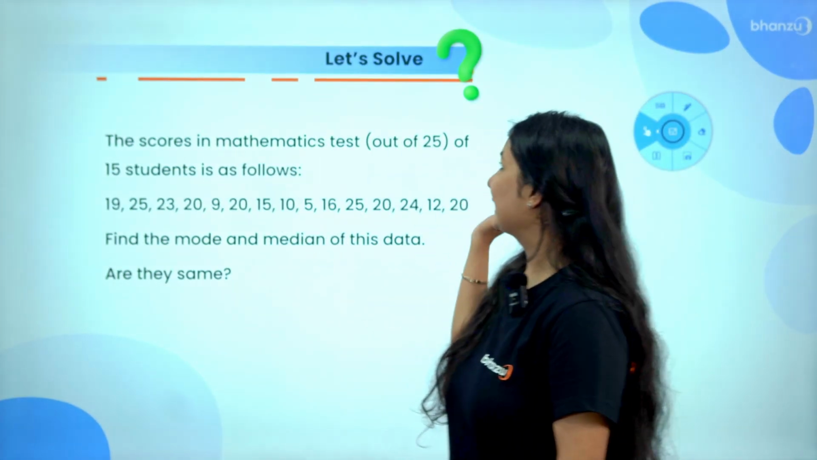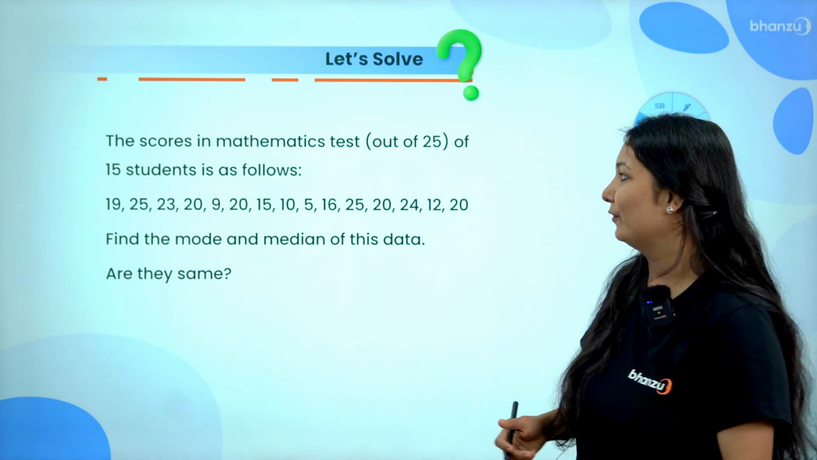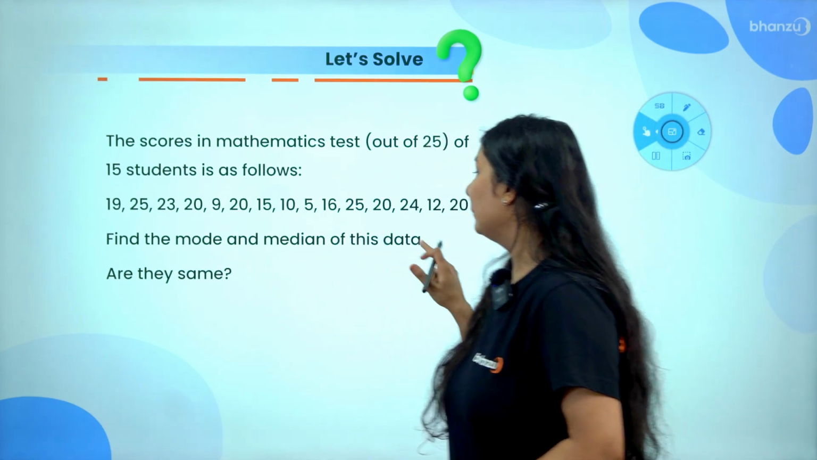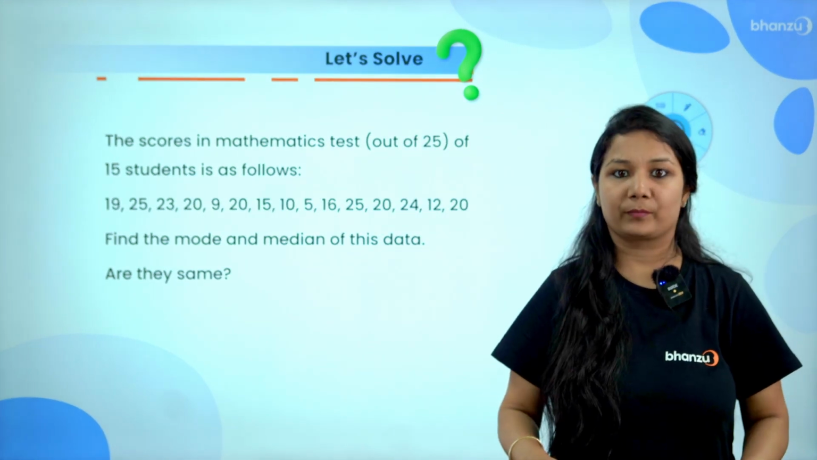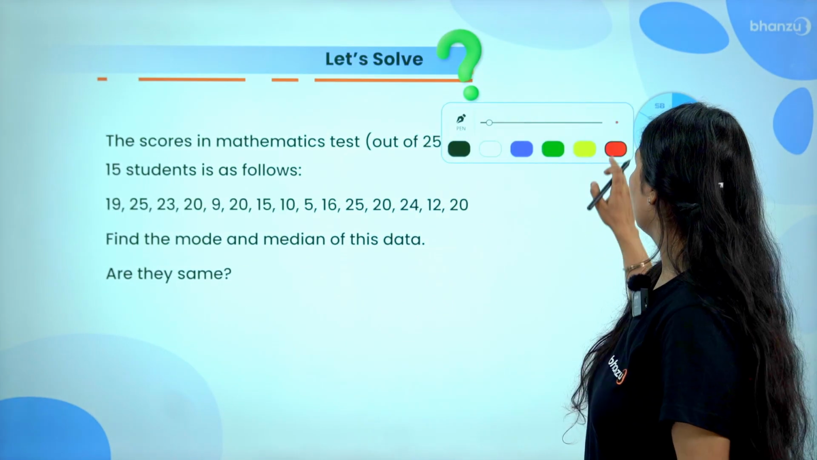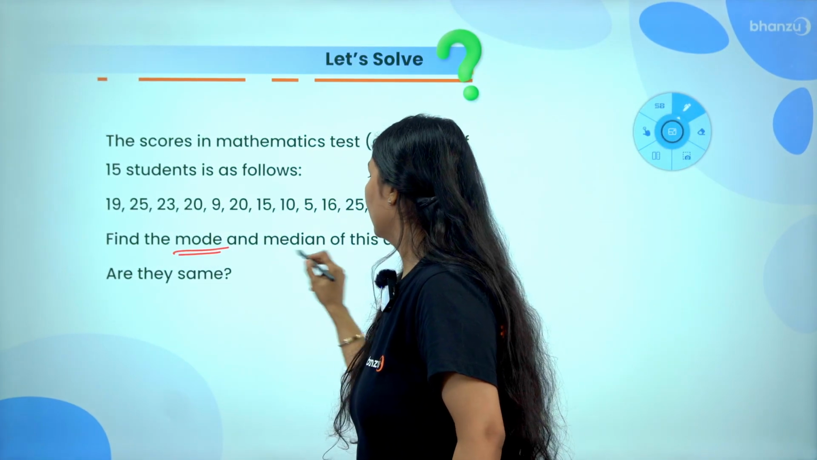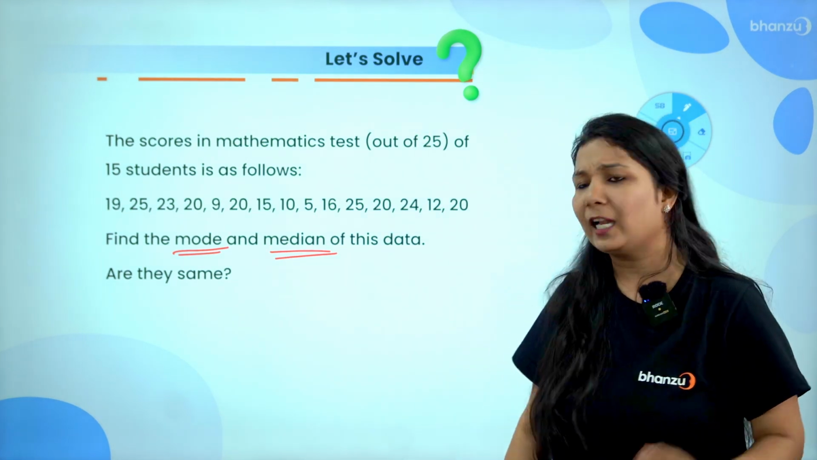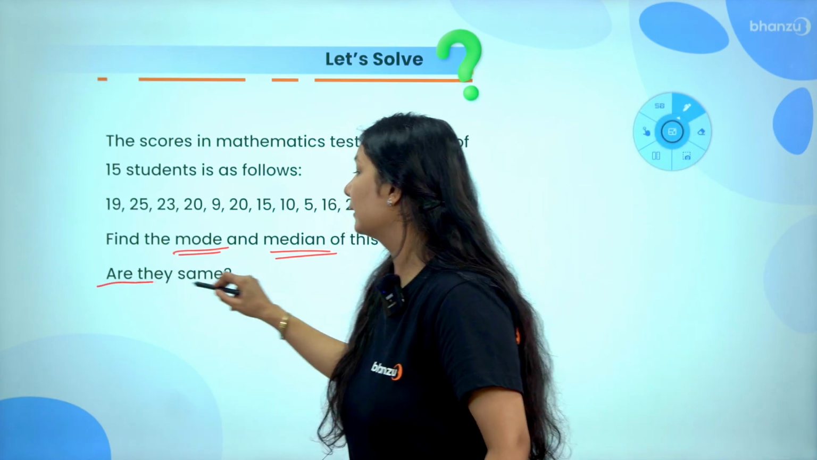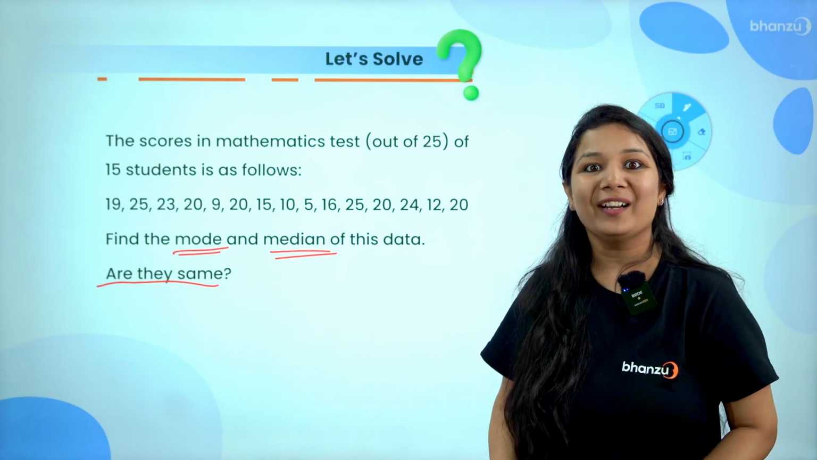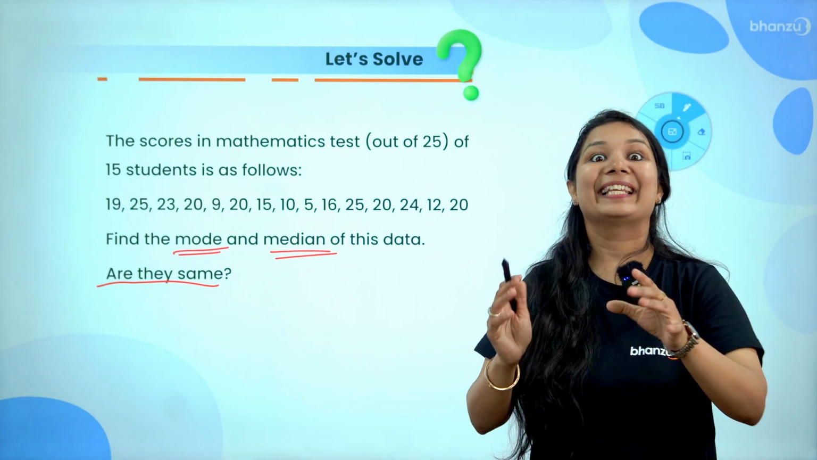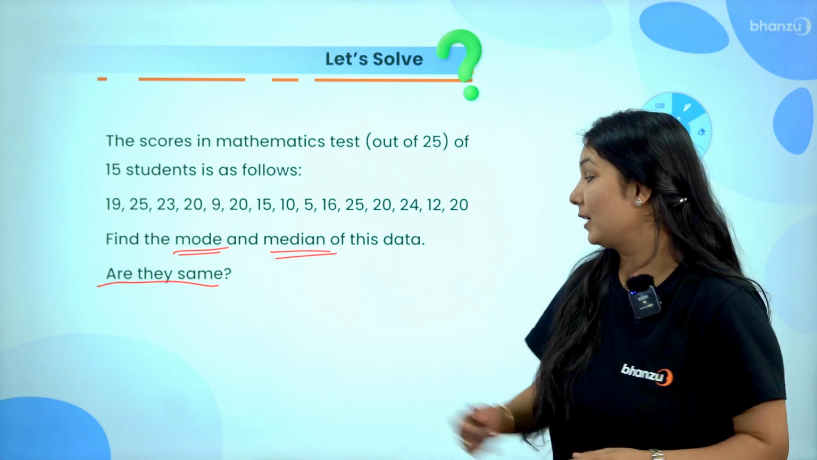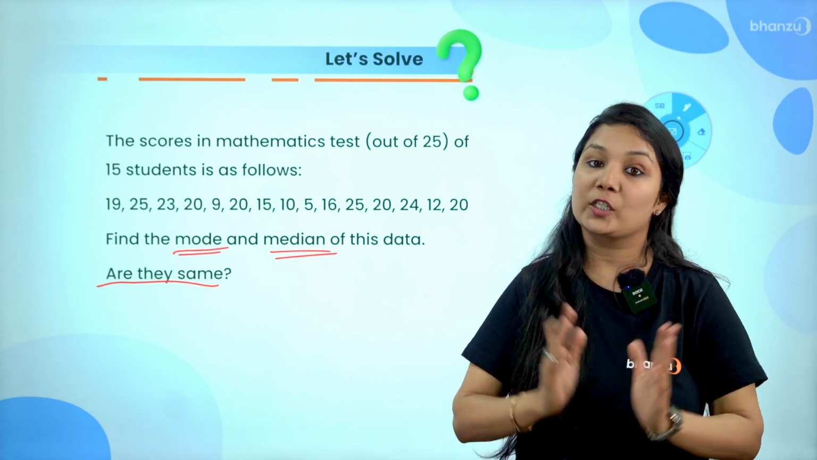The scores in a mathematics test. Okay, so out of 25, 15 students got these marks. Find the mode and median of this data. Are they the same? So they want you to find out the mode as well as the median. So these are the different ways by which you can represent your values. And we have to answer if they are the same. But before that, do you all remember what is mode? Yes, the frequently occurring observation in the data. And what is median? The middle observation of the data.